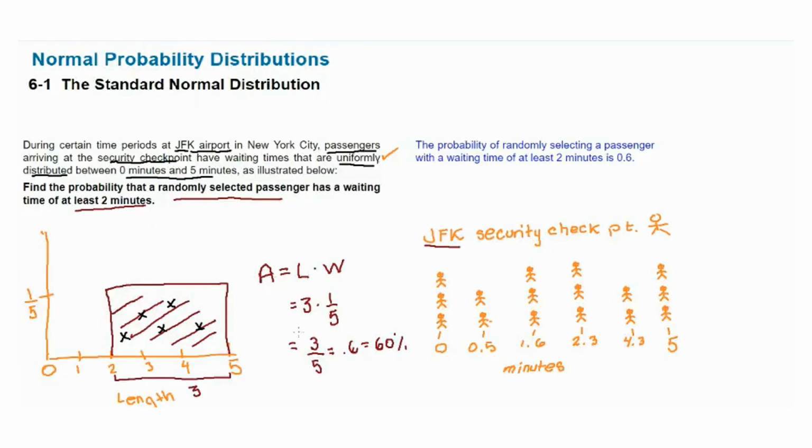So the last part is to interpret this result. What does this result mean? So this result means the following. The probability of randomly selecting a passenger with a waiting time of at least 2 minutes is 0.6. In other words, there is a 60% chance of randomly selecting an individual who's waited for at least 2 minutes, or in other words, a 60% chance of selecting a value in this area.